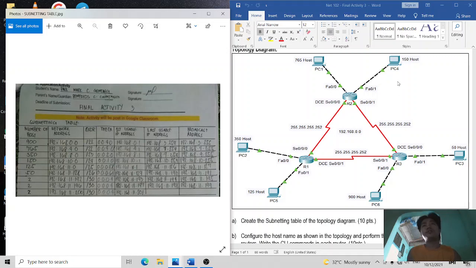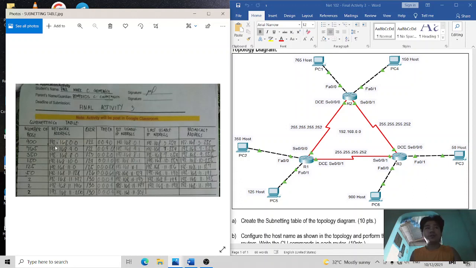So this is the topology and this is the subnetting table that I do. Each, the host number is the highest to the lowest. The PC6 is 900 hosts.